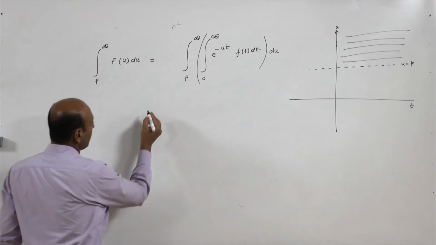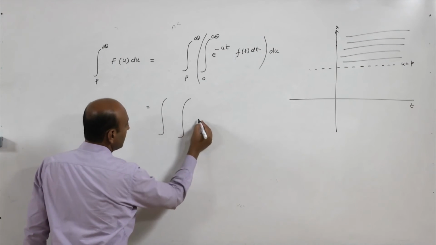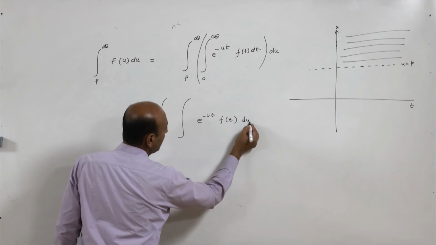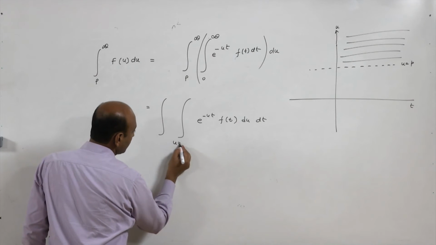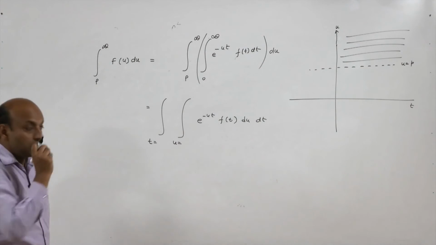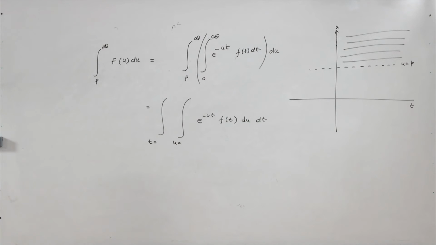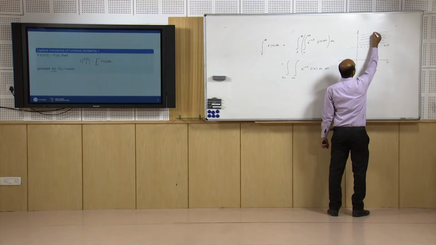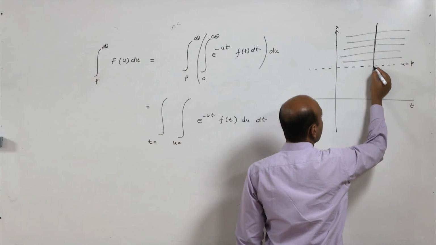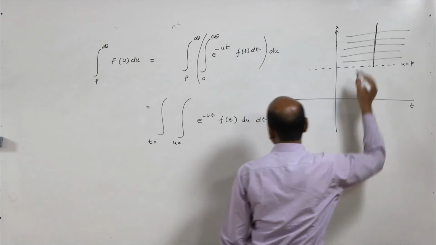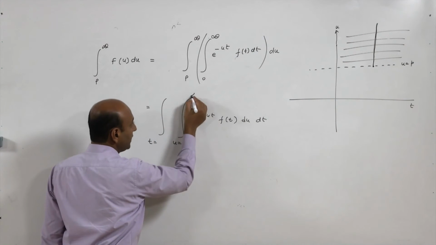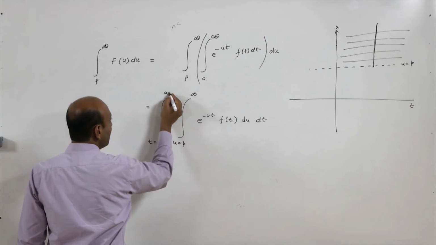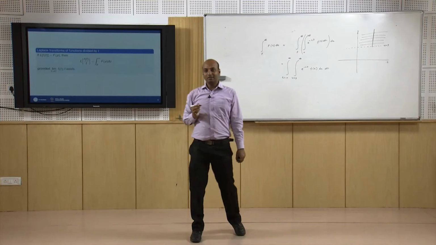Now we have to change the order of integration, that means it is e to the power minus u t f(t), with du first and then dt. So first we want the limits for u and then the limits for t. So we have to make a strip parallel to the u axis because we want du first. So u axis is this, we make the strip here. Now here u starts at p and goes up to infinity. So u is varying from p to infinity and t is varying from 0 to infinity. That is how we can change the order of integration.